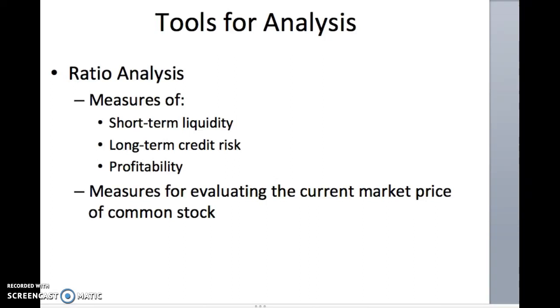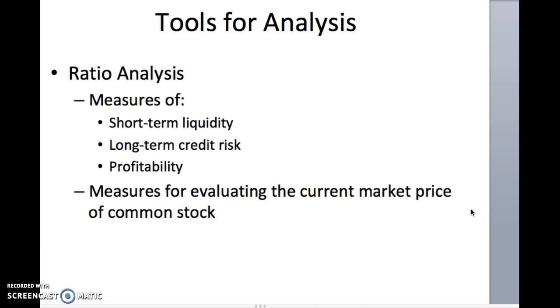This is part 2 of financial statement analysis. Okay, so last video talked about vertical analysis and horizontal analysis. Now we focus on ratio analysis. Now ratios measure short-term liquidity, long-term credit risk, and profitability.